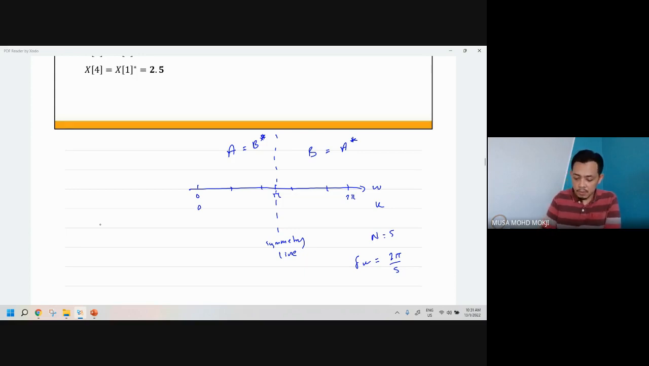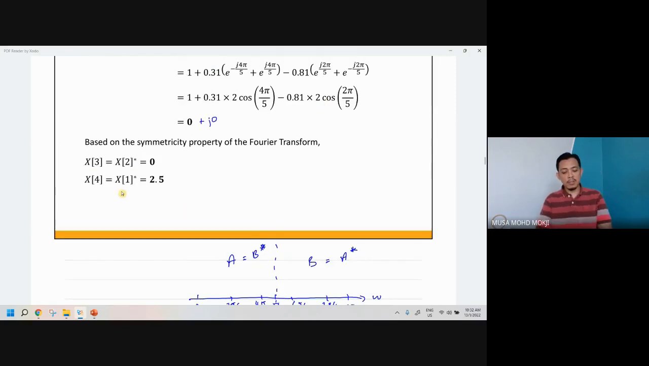So this is your 0, 1, 2, 3, 4. This is 2 pi over 5, this is 4 pi over 5, this is 6 pi over 5, 8 pi over 5. But the key is 0, 1, 2, 3, 4. We can see that 0, 1, and 2 are in the A region, and 3 and 4 are in the B region. So we don't have to compute B, because we already know that B is the conjugate of A. So we can conclude that x3 is a conjugate of x2.